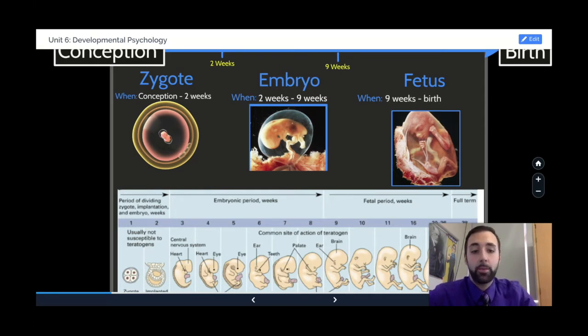And then from 9 weeks all the way to birth is the fetus. The fetus is by far the longest stage in this development, 9 weeks all the way through birth. So we're talking about basically 2 months all the way up to 9 months.